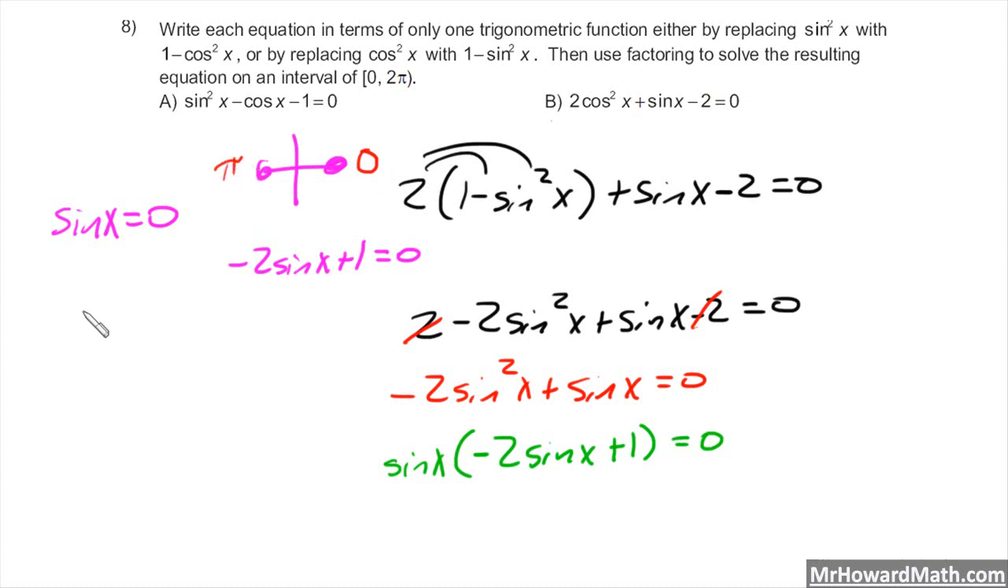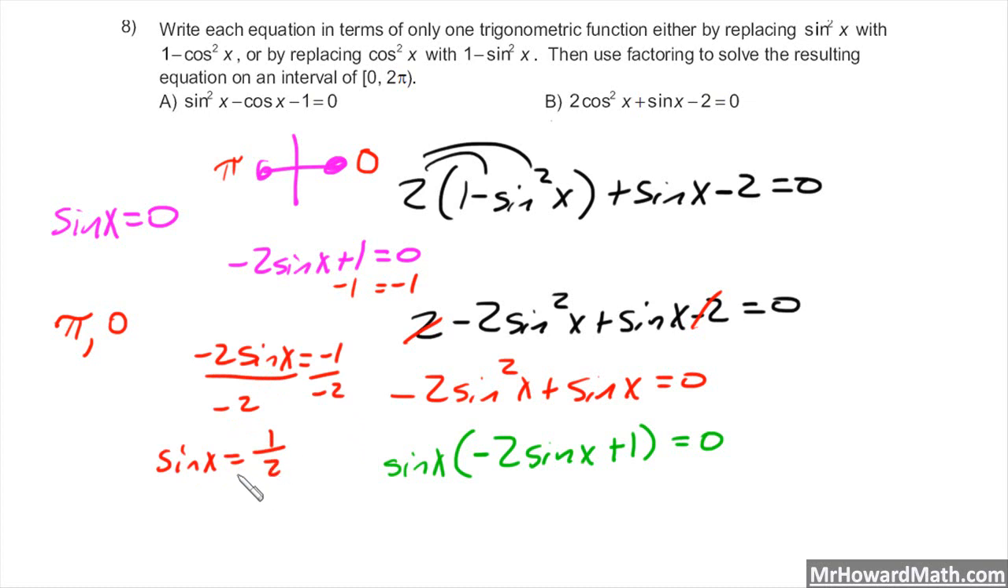So there are two answers. So far we have an answer of pi and an answer of 0. That's coming from this one right here. Now we need to solve this one. So we subtract 1 from both sides, and we get negative 2 sine x equals negative 1. Divide by the negative 2 there. We get when is sine x equal to positive 1/2.